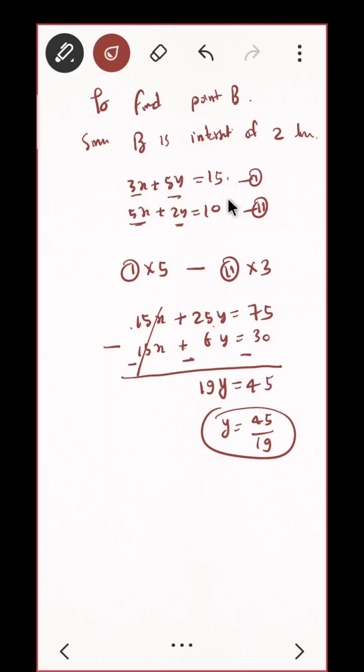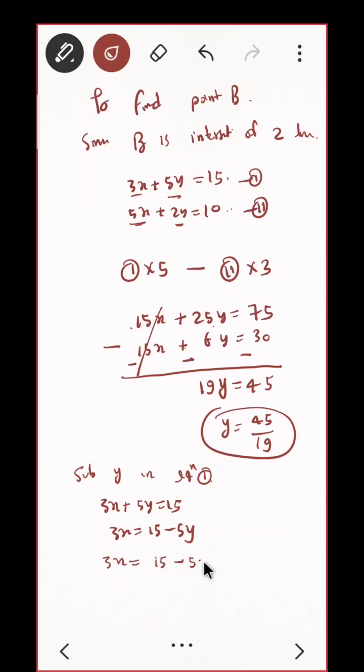Whichever you like, you can substitute it in one of them. Correct? Let us substitute in equation 1. Substitute y in equation 1. What is equation 1? That is 3x plus 5y is equal to 15. So 3x equals 15 minus 5y. So 3x is equal to 15 minus 5 into 45 upon 19. Correct? You solve it and tell me the value of x fast.